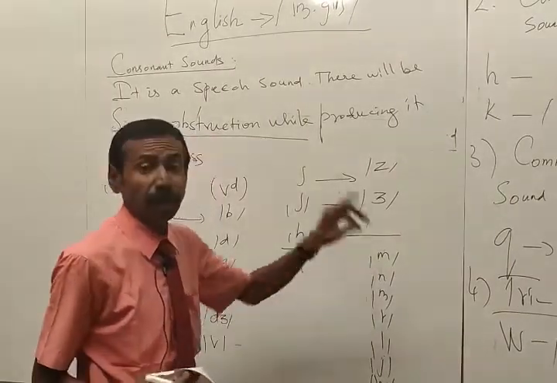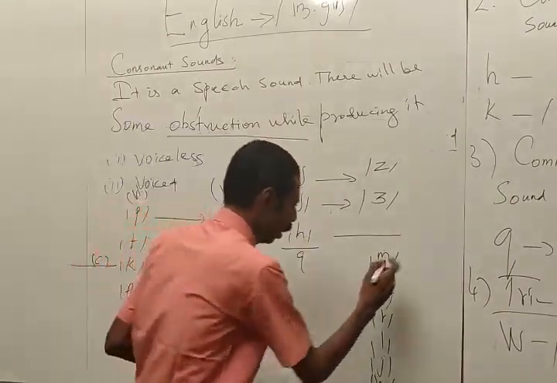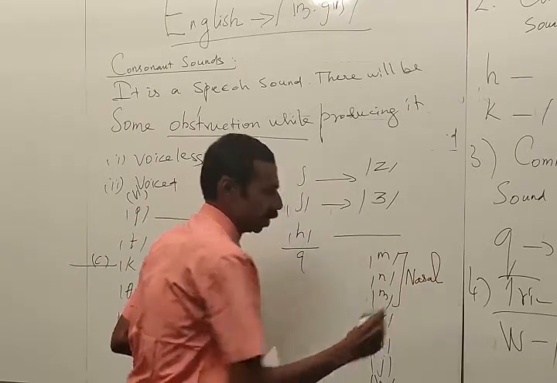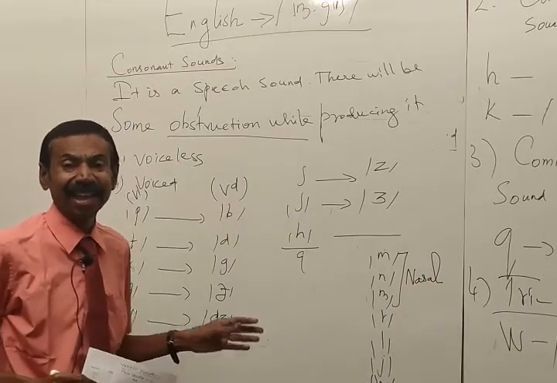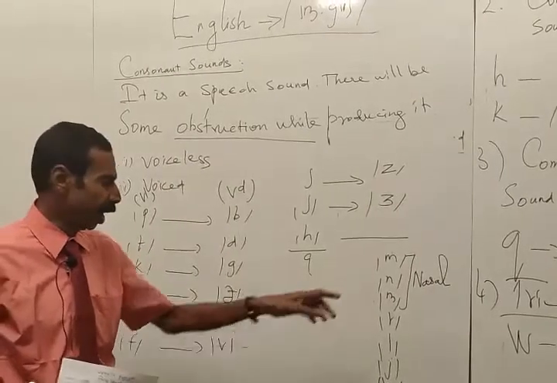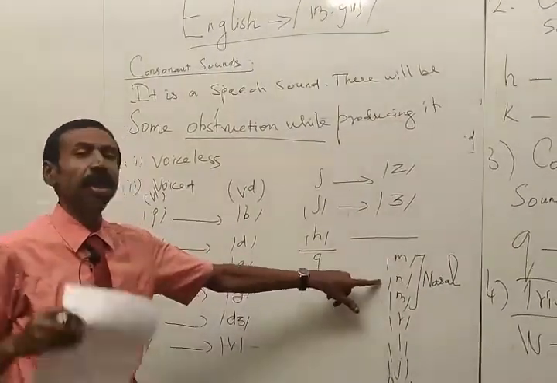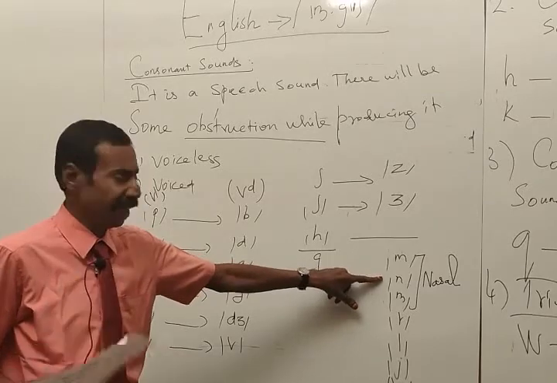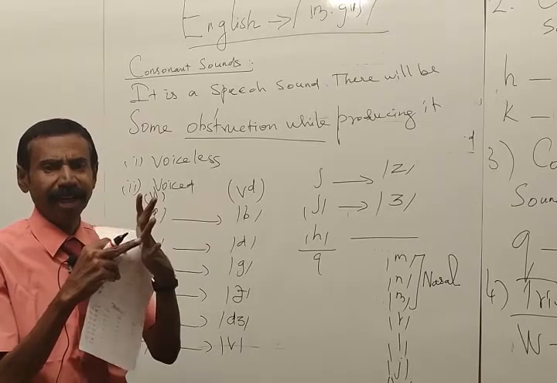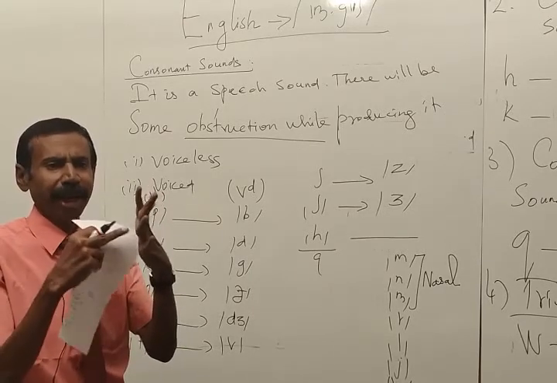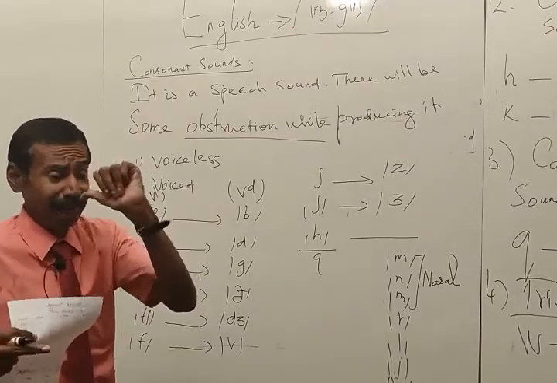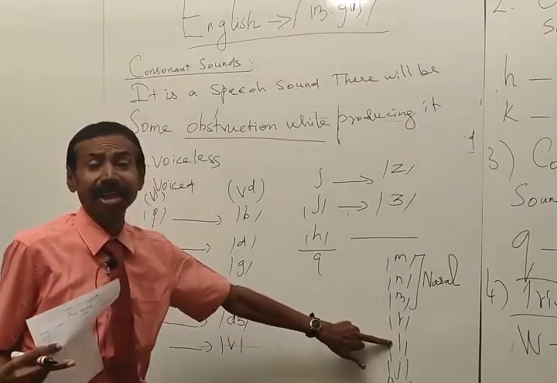Here, m, n, ng: moon. These three things are nasal sounds. Mother, moon, noon, night. This is the ending sound: ring, wing, bring, swing, king, drink. Like this.